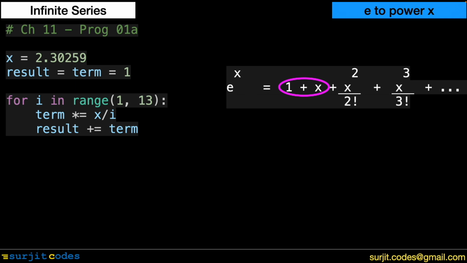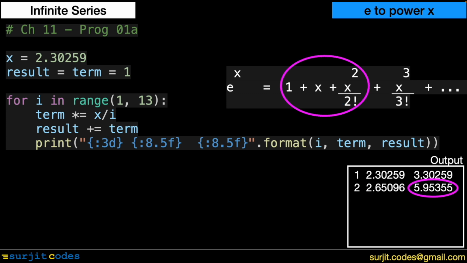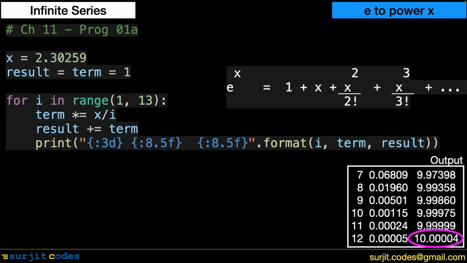We add this term also to result and print it. In the next iteration, with i equal to 2, we again multiply the old term, that is x, with x by 2. The new term becomes x squared by 2. We print it and add this also to result. After repeating the process for 13 terms, final value of result becomes 10.